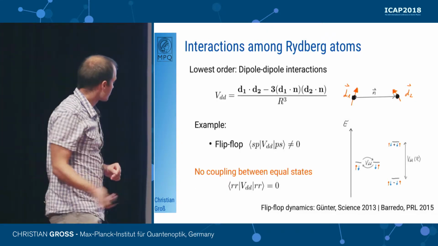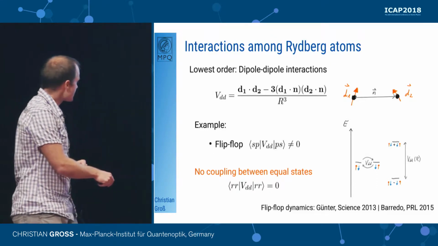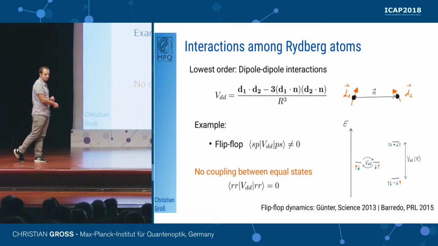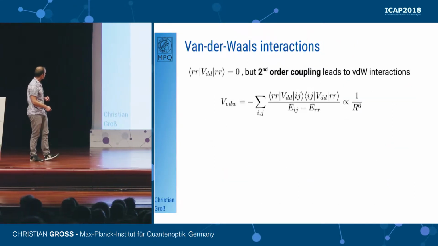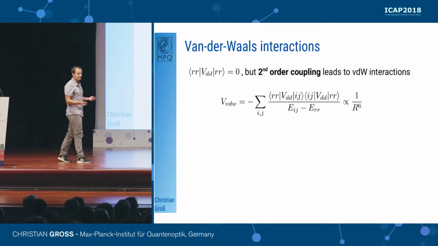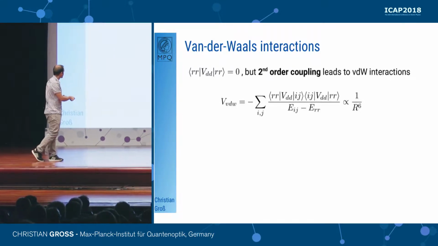And another thing is important: between equal states, so if I have two Rydberg atoms in the same state, I don't have a direct dipole-dipole coupling. So how do these states interact? These states interact actually by van der Waals interaction. So how do you get van der Waals from dipole-dipole? It's basically second-order perturbation theory.